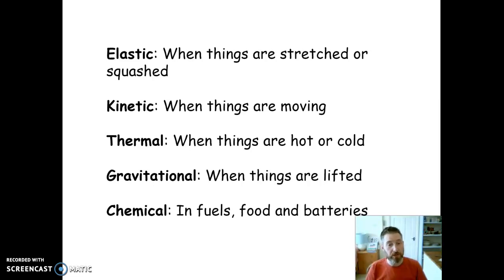Thermal energy. Thermal energy is heat. Hot objects have lots of thermal energy, cool objects have far less. Gravitational energy. If I have a ball here, if I lift that up against gravity, that's stored energy. If I let go of that, that's going to move. So that gravitational potential energy will be transferred into kinetic energy. And finally, I've got chemical energy.